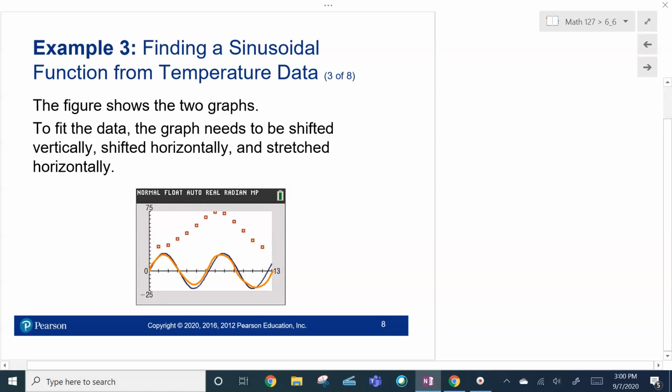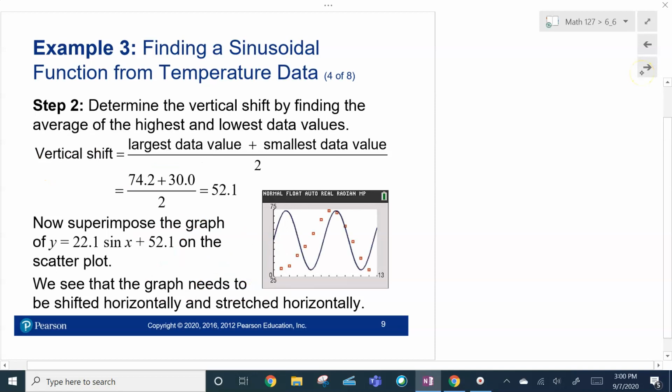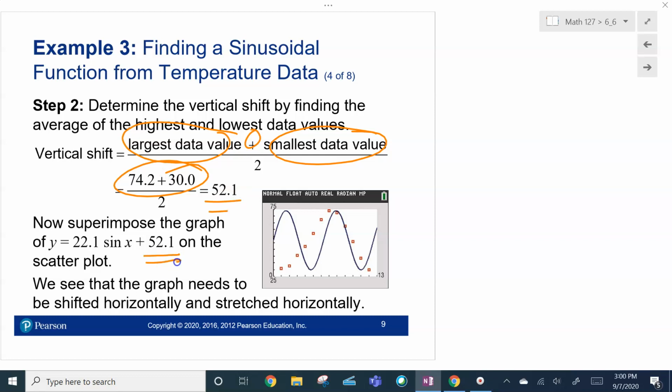Now you notice we have to shift this thing vertically, horizontally, and we have to stretch this thing. Okay, so the vertical shift. Let's move this thing up. Go ahead and take your largest plus your smallest divided by 2. You take the average of those two. So 52.1. That's what we're going to add onto the end of our 22.1 sine x.